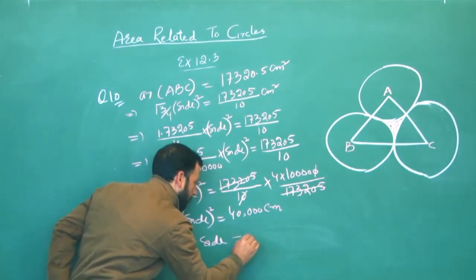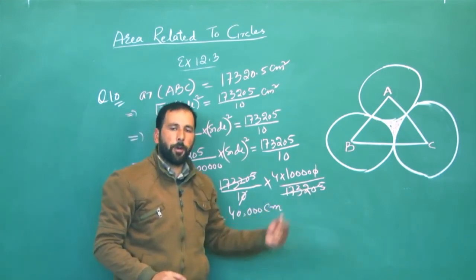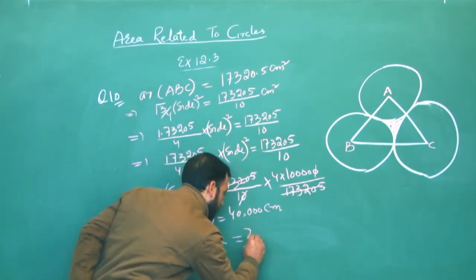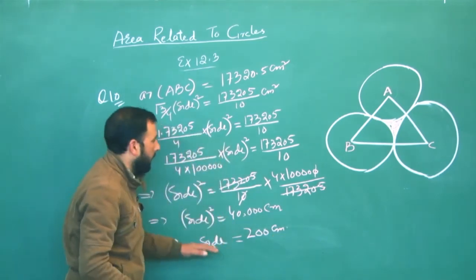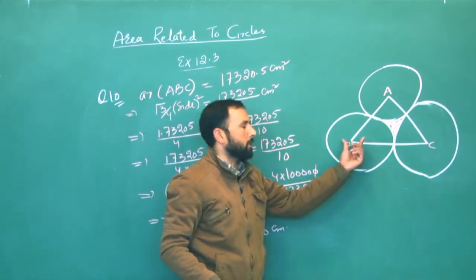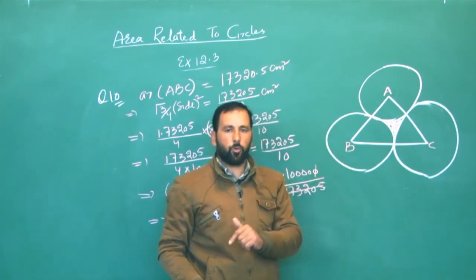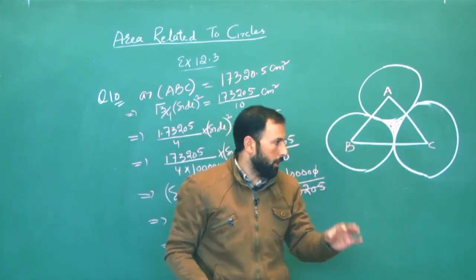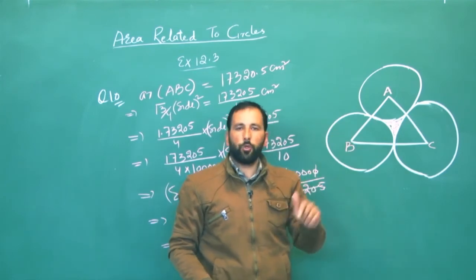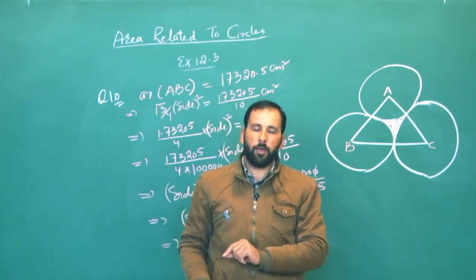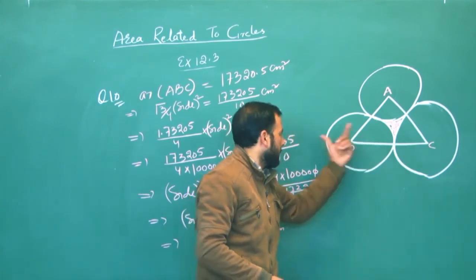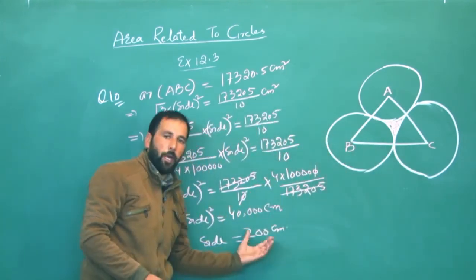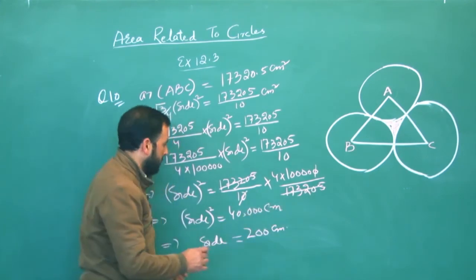Side is equal to, clearly 40,000 is the perfect square of 200. So, side equals 200 centimeter. So, the side of an equilateral triangle is here 200 centimeter. Now, according to the question, the radius of each sector is equal to half of the side of an equilateral triangle. Now, what is the radius of each sector? It equals half of 200. That equals to clearly 100 centimeter.